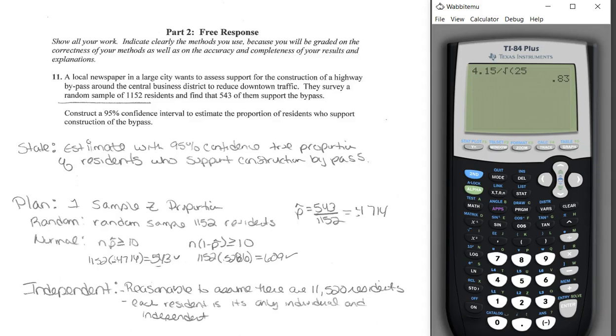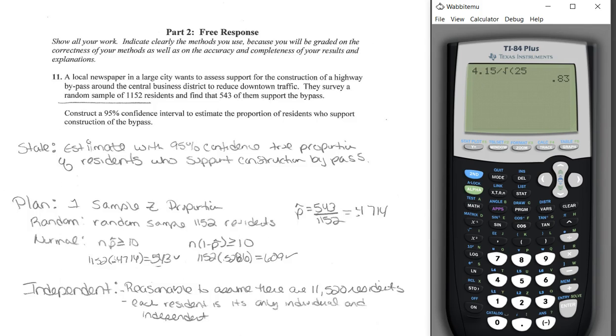Open response or free response number 11. A local newspaper in a large city wants to assess support for construction of a highway bypass around the central business district to reduce downtown traffic. They survey a random sample of 1,152 residents and find that 543 of them support the bypass. Construct a 95% confidence interval to estimate the proportion of residents who support construction of the bypass.